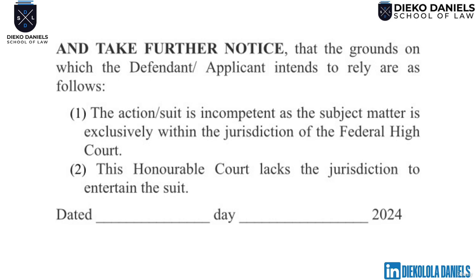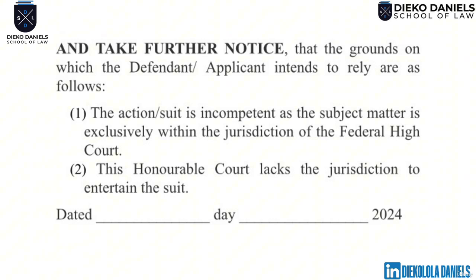So once you know that, if I'm going to draft a notice of preliminary objection, I will start with the heading of the court. It has to be the proper court, that's the court that the matter was instituted in. Then I must have the suit number. Then I must have what next? I must have the parties, right? The claimant and the defendant.